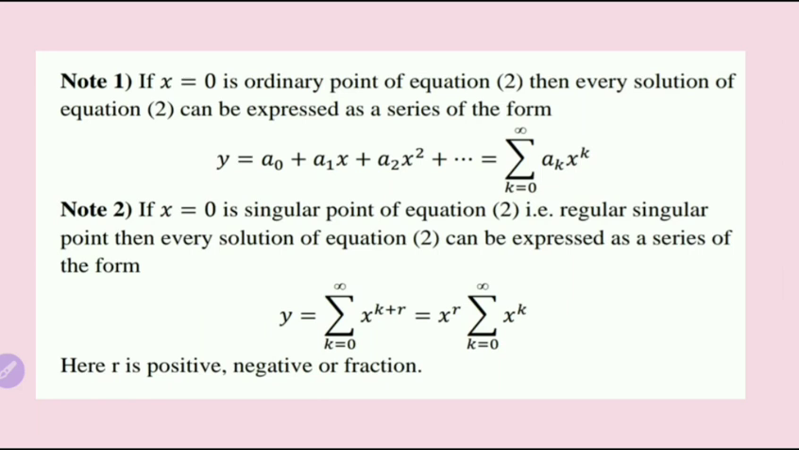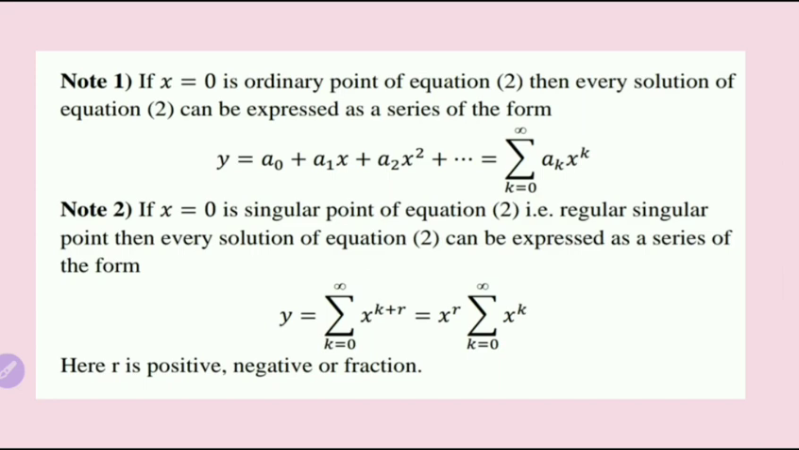Now second note: if x equal to 0 is a regular singular point of that equation, then the solution can be expressed in the form of a series. Again, this is a power series, but it has a different form. The value of the first constant is 1 here. Summation k ranges from 0 to infinity, x to the power k plus r. This x raised to r is an additional factor. Here the value of r may be positive or negative or a fraction also. You may have fractional powers in the case of the regular singular point method.